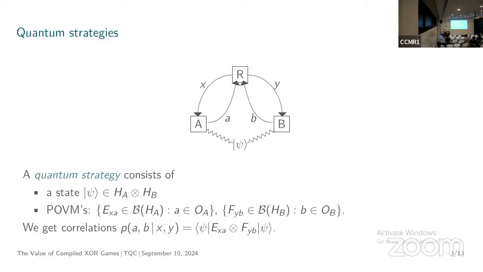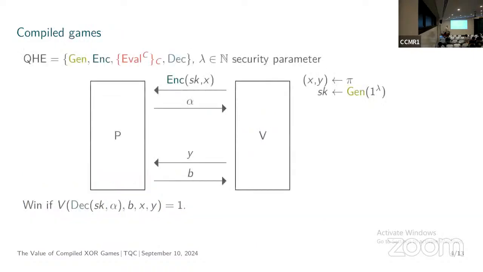So what is the compilation we do for such a non-local game? The general idea is that, in a non-local game, the players are so far apart that they cannot communicate. And now, instead of having this locality assumption, we want to put some crypto assumption. And this should guarantee some similar assumption as the non-locality. And for this, we use a QHE scheme.